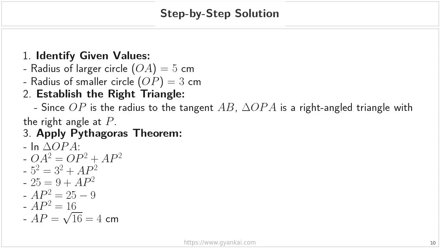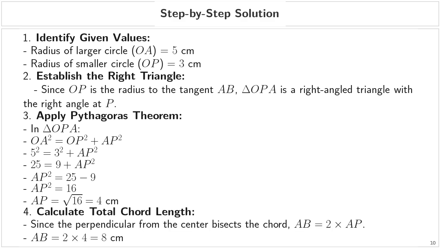To isolate AP², we subtract 9 from 25, which gives us AP² equals 16. Taking the square root of 16, we find that the length of AP is 4 centimeters. Finally, we must calculate the total length of the chord. Don't forget the property we discussed in step 3 of our breakdown.